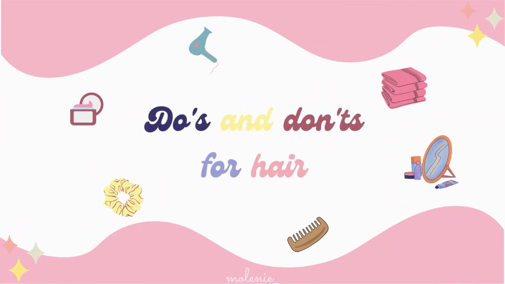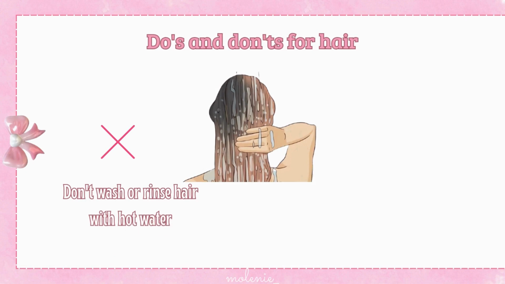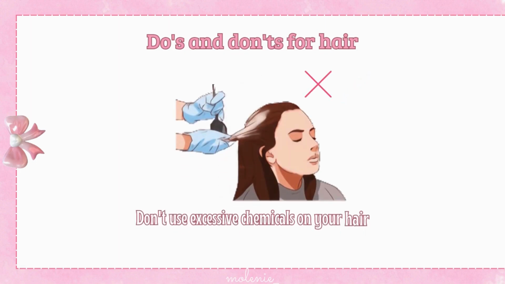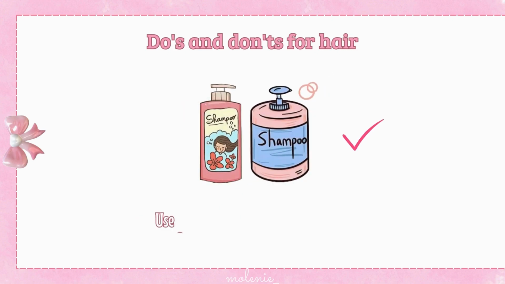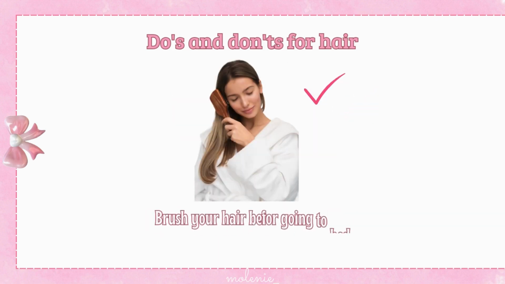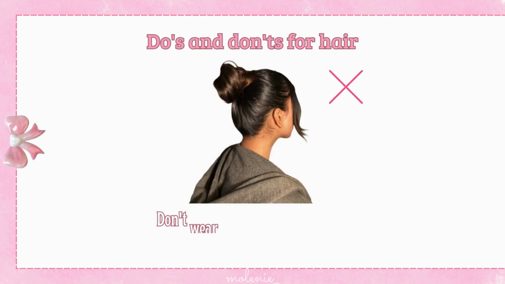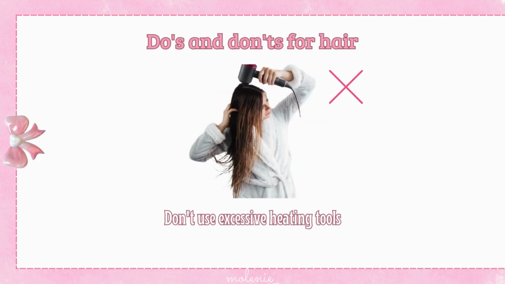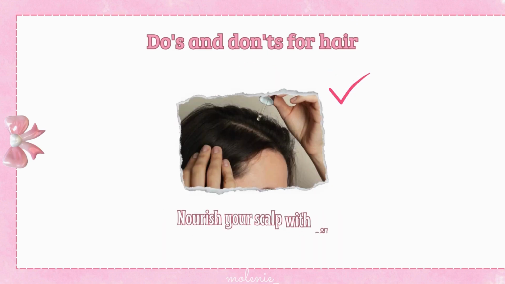Do's and don'ts for hair. Don't wash or rinse hair with hot water. Rinse hair with cool water. Use microfiber towels to dry hair. Don't use excessive chemicals on your hair. Use a gentle sulfate-free shampoo. Don't brush or comb soaking wet hair. Brush your hair before going to bed. Don't wear overly tight hairstyles. Nourish your scalp with oil. Don't use excessive heating tools. Nourish your scalp with oil.